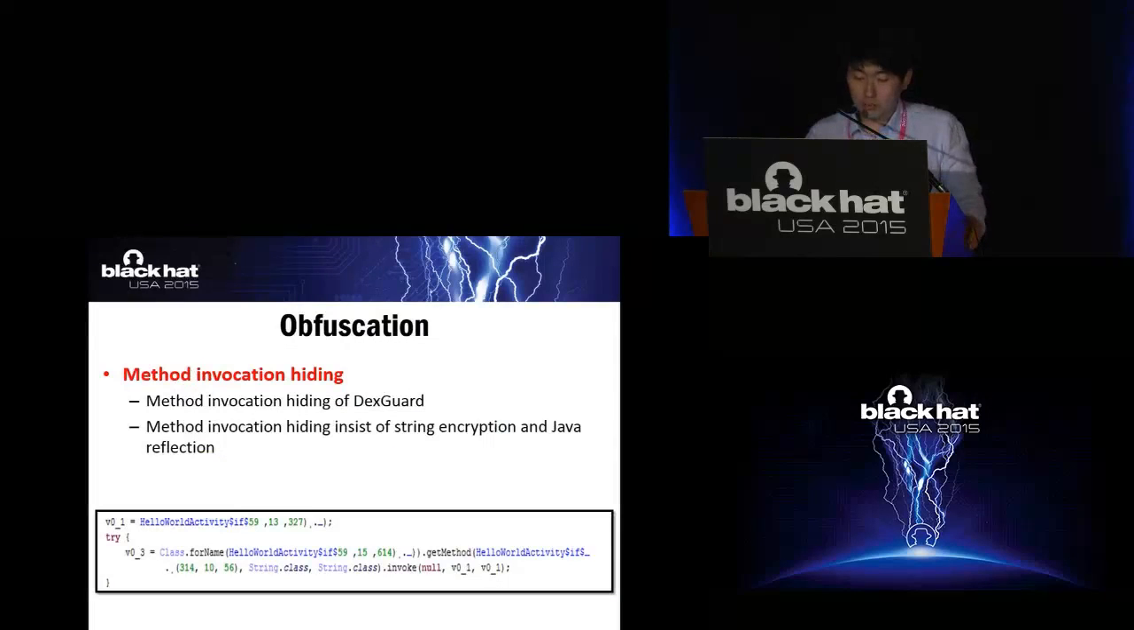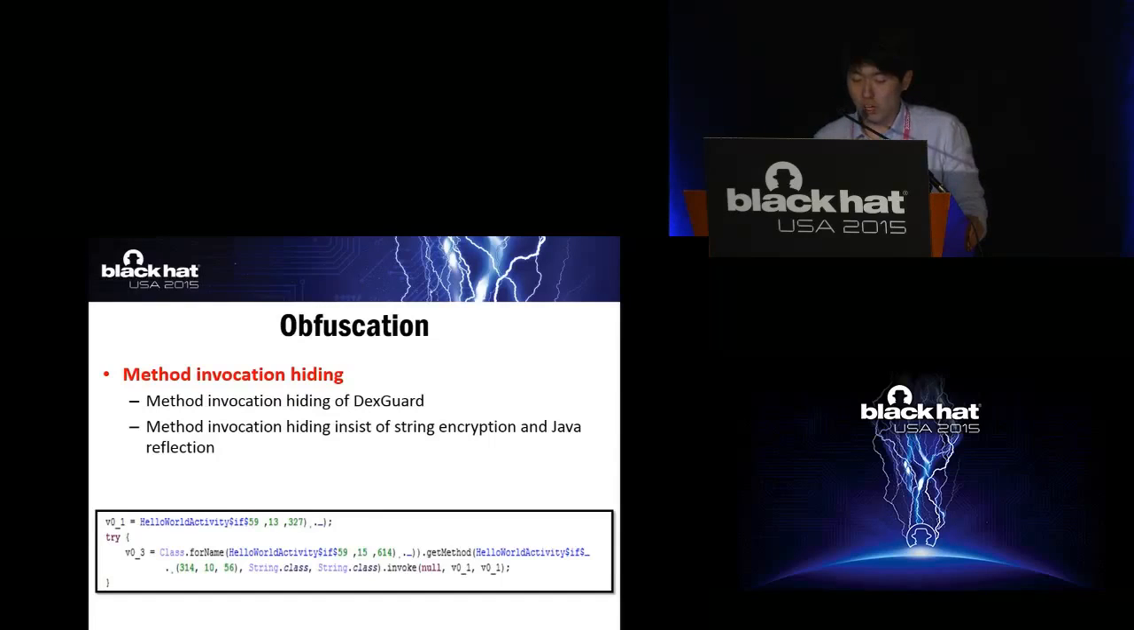And this is an example of method invocation hiding. This obfuscation technique is also very well known and used frequently to hide method invocation. If the app is protected by this obfuscation, we cannot see what method is invoked. So this is one of the big hurdles for Android app analysis.